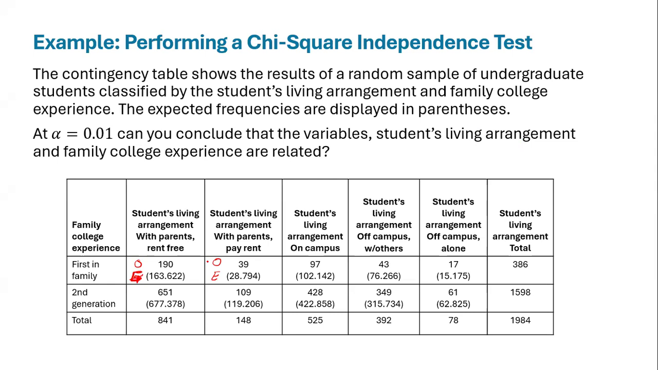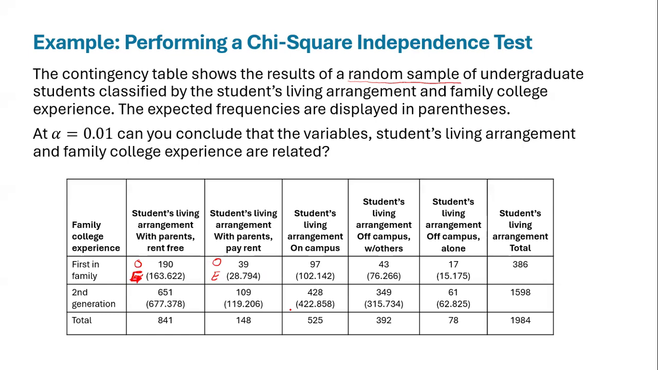So to start a hypothesis test, I will check the requirement. Are all observed frequencies coming from a random sample? Yes. Are all expected frequencies greater than or equal to 5? You look at the numbers inside the parentheses and you see, yes, they're all greater than 5. So yes, the problem satisfies all the requirements for the chi-square test.